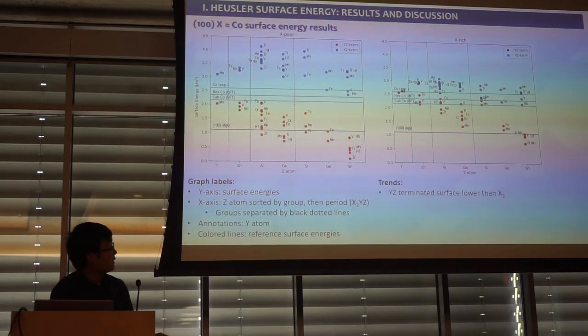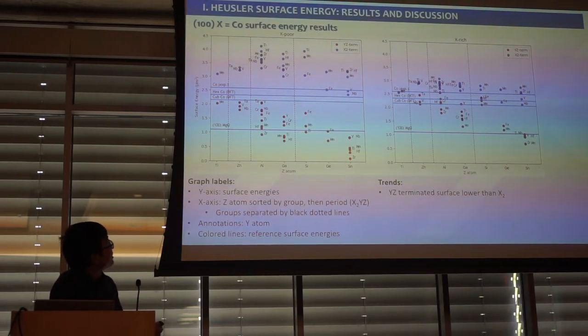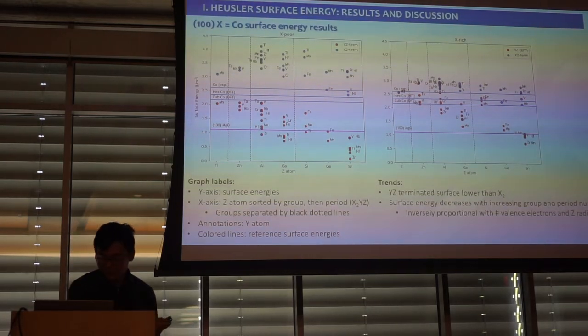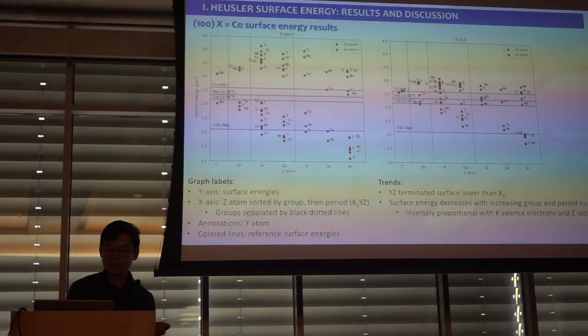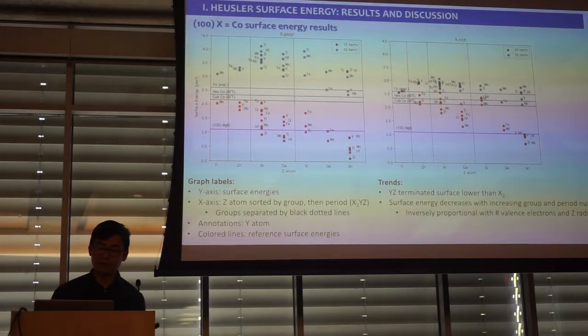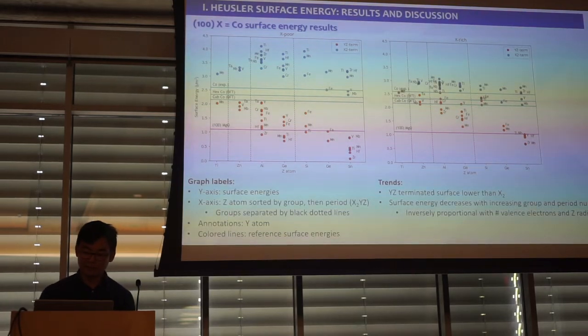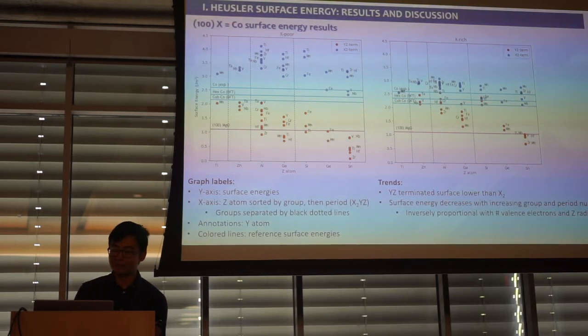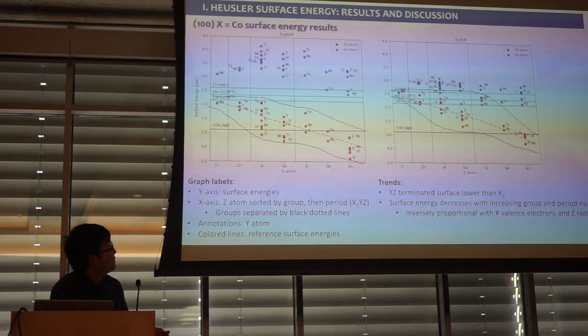Okay, so some trends stand out immediately from these plots. We see that the YZ terminated surface is overall lower than the X2 terminated surface. So those correspond to those red points up there. We also see one interesting trend, which is that the surface energy will actually decrease with increasing group number and period number of the Z atom. And so this indicates that the surface energy is inversely proportional to the number of valence electrons and the atomic radius of the Z atom. And so you can see that with this trend line that I drew.